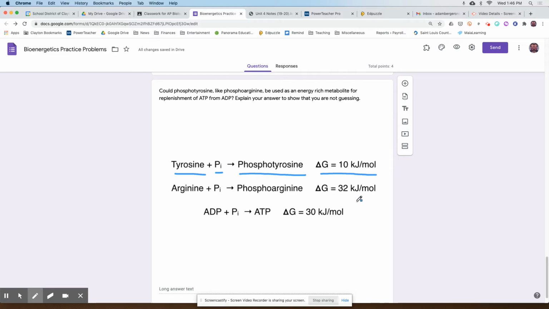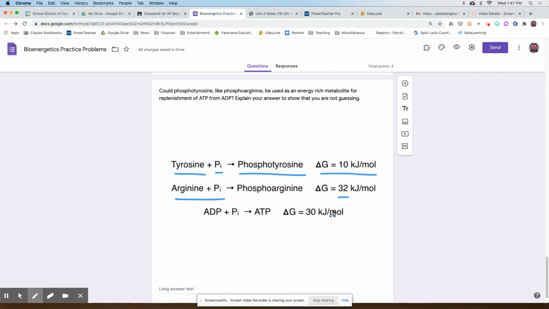And down below, just like above, if we add a phosphate group to arginine, that's also going to be an endergonic non-spontaneous process. How do we know? Again, a positive value for delta G.